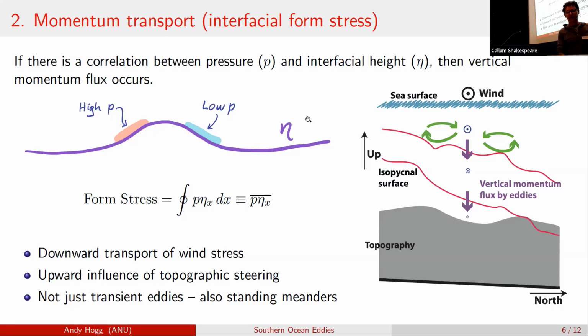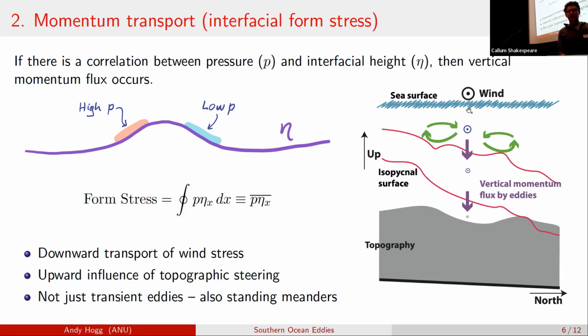And on the right-hand side, I've kind of framed our conceptual view of how momentum works on the zonal velocity. So this is a section now looking across the Southern Ocean, and these red lines here are isopycnals. And at the top, we have an input of momentum from the wind stress, and the eddy field helps to transfer that momentum down vertically.